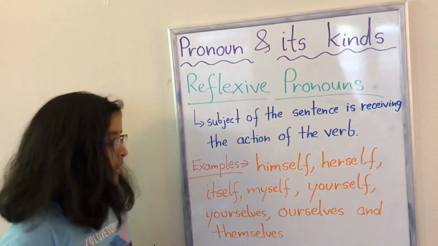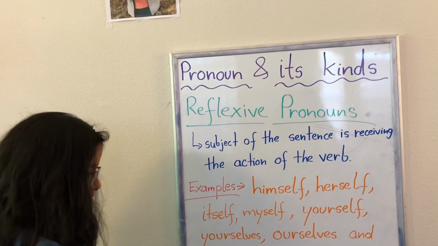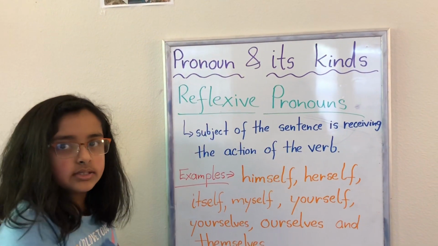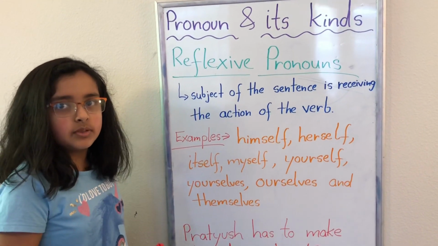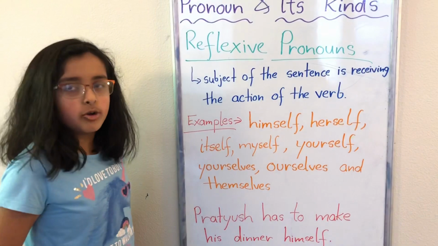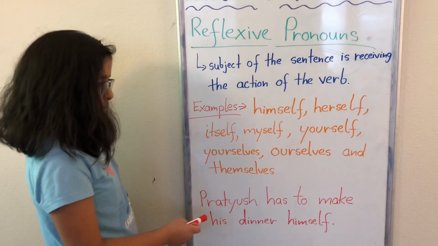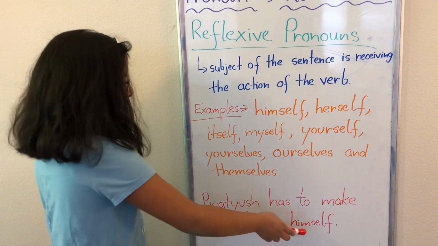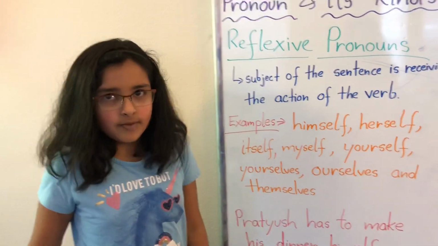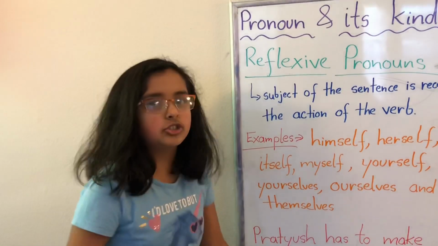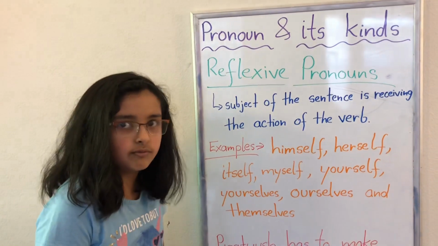And example sentences with reflexive pronouns in them can be, Pratyush has to make his dinner himself. So that means that he has to do it by himself.